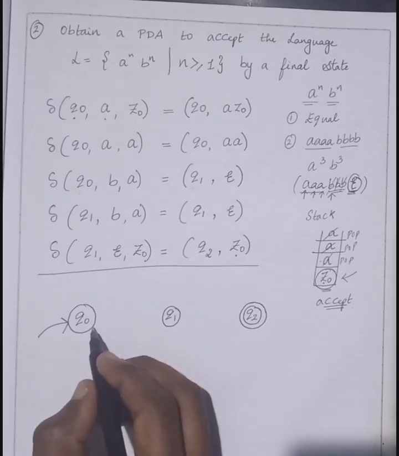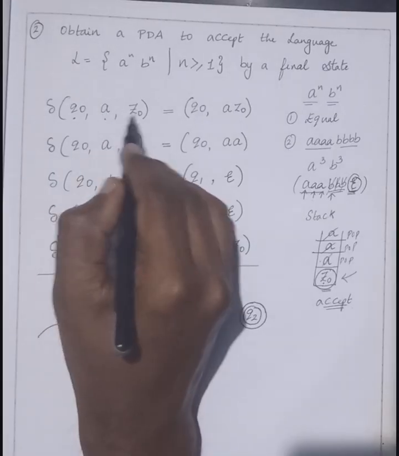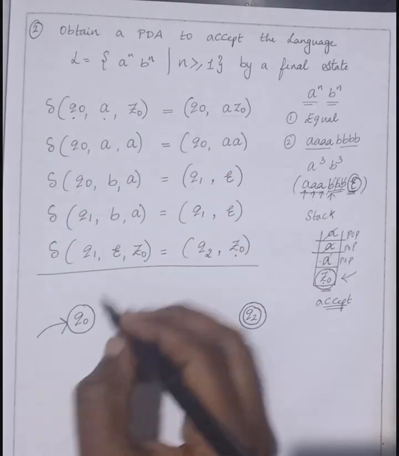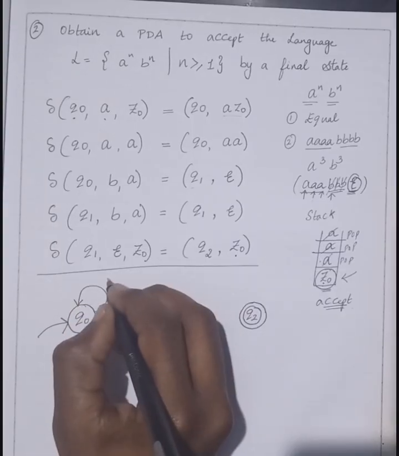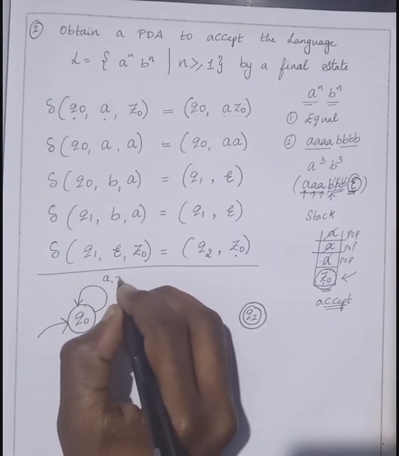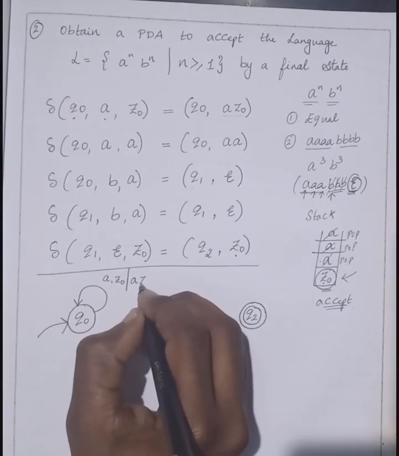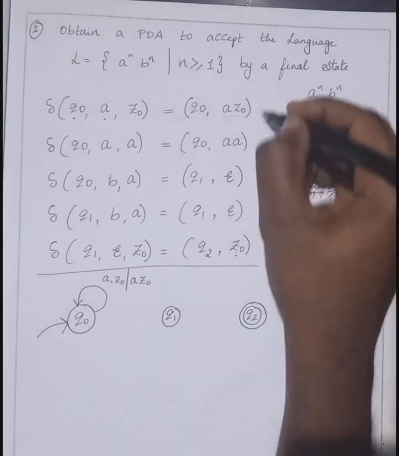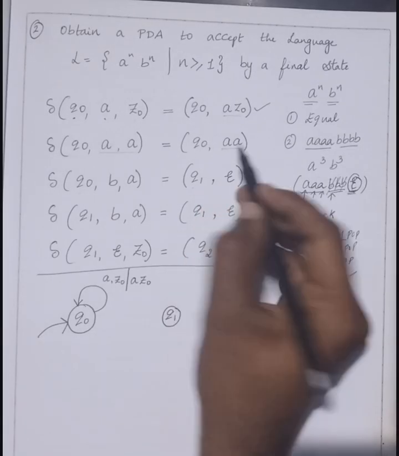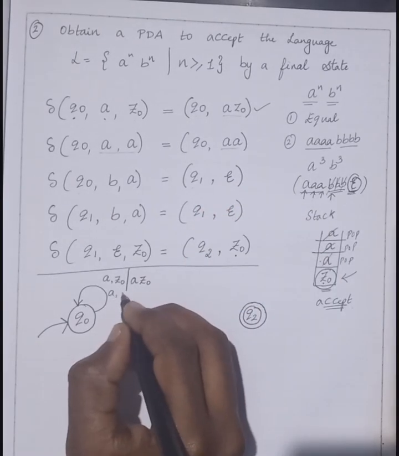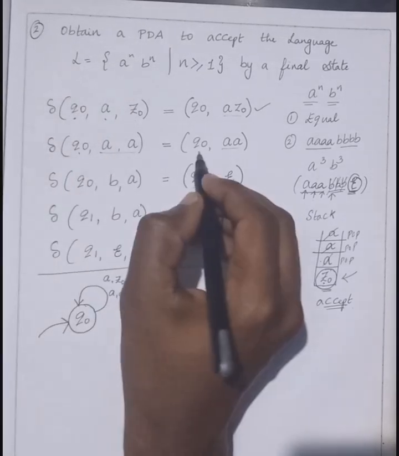Okay, now we'll start connecting each transition. From Q0 to Q0 itself, we have Z0, and our output is Z0. So you do the self loop. The first transition says we have an input, comma, the top of the stack is Z naught, and our output is Z naught. Okay, this is done. Now the second transition, that is A comma A, it goes to AA. That is between Q naught and Q naught.